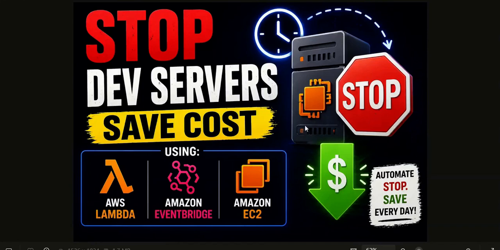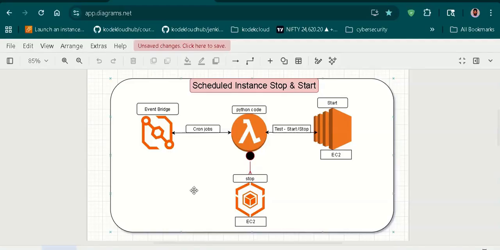So let's go ahead and try to see what we are doing actually. In EventBridge, we will create schedules. We will be creating 4 schedules. One for stopping the servers every day at 7 p.m., and one for starting the servers at 8 a.m. in the morning, and one for stopping the servers at 7 p.m. on Friday, and one for starting the servers at 8 a.m. in the morning on Monday.